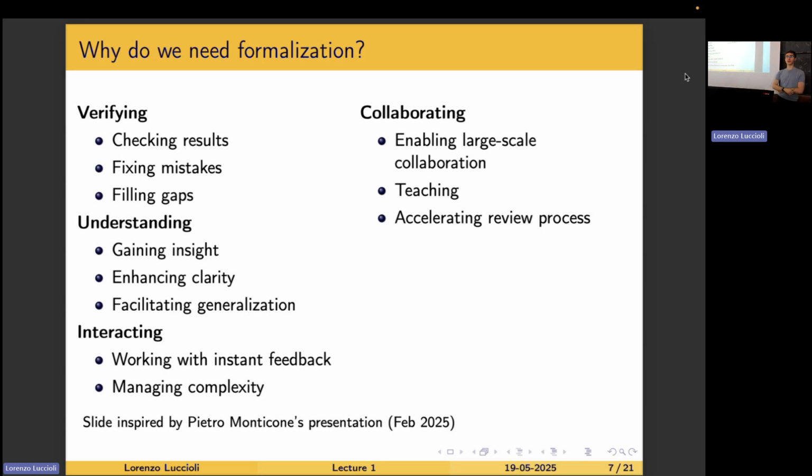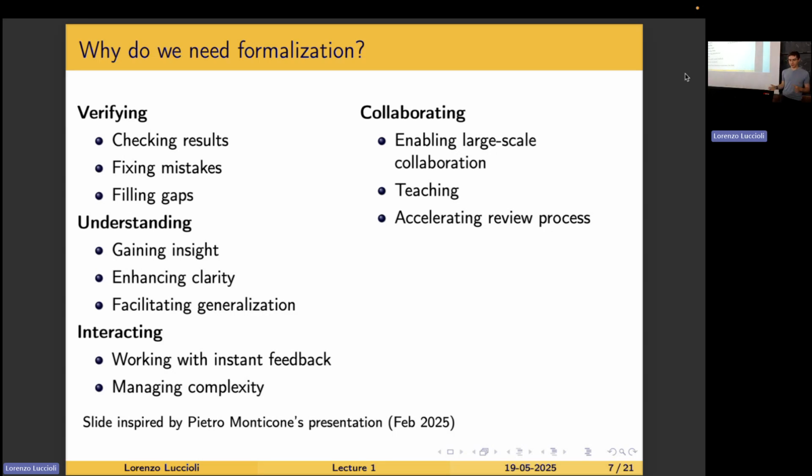It's especially useful for logic courses, but also introduction to proof courses. But it's starting to be used also for more advanced courses because we're starting to develop a more advanced library that allows us to talk about complex objects. And another thing that's super, super interesting, in my opinion, is that we can collaborate with a lot of people.